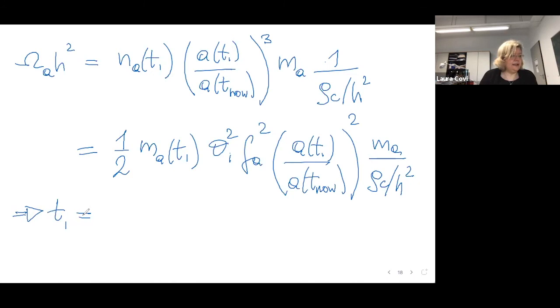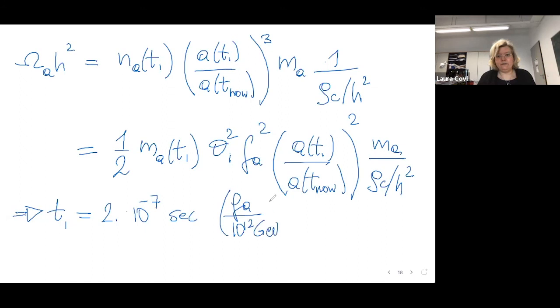And this is connected with the, yeah, so I can give you the explicit value: 10 to the minus 7 seconds times (f_a over 10 to the 12 GeV) to the 1/3. And this is exactly a relation that you get from assuming m_a is equal to H of T1. Remember, we are in radiation dominance, so H is actually 1 over 2 T1. So it's relatively simple in that sense.